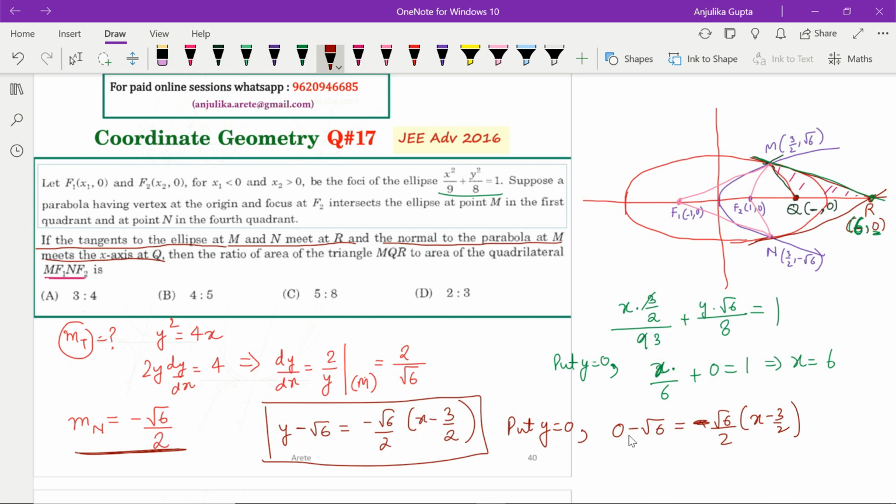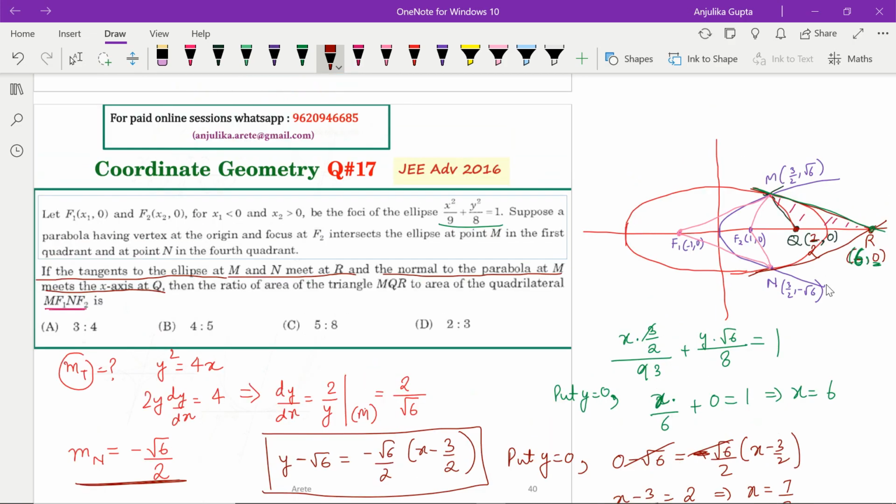Now just check it out. This gets cancelled. You are left with x minus 3 by 2 is equal to, I will take it to the other side, 2. So you happen to get x to be 7 by 2. Done. Even you got the Q coordinate. It's 7 by 2. Now it's very easy.